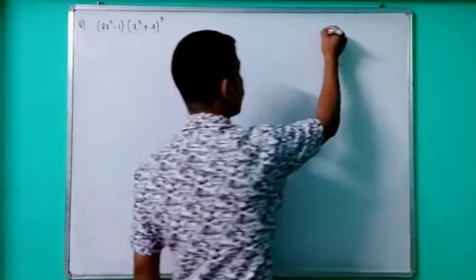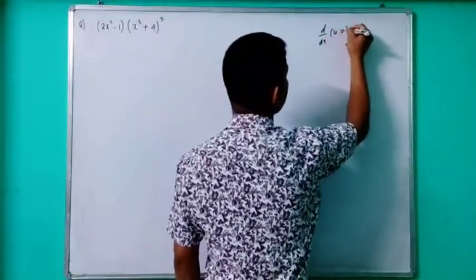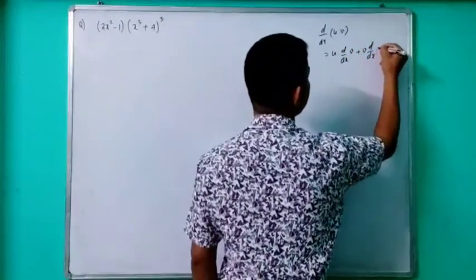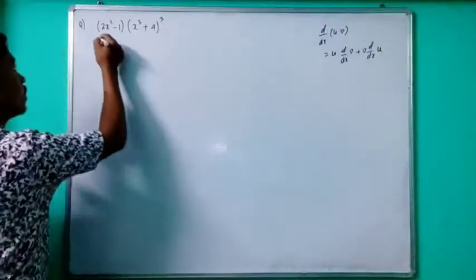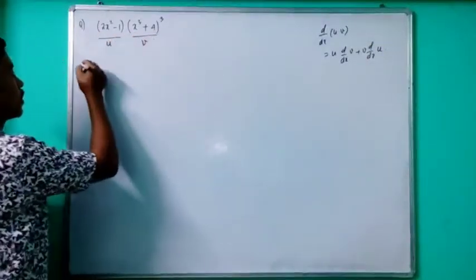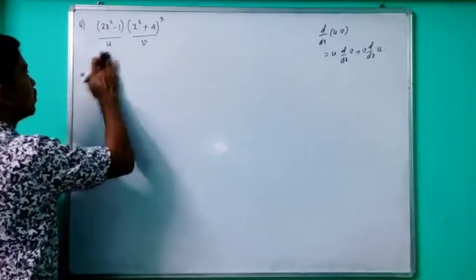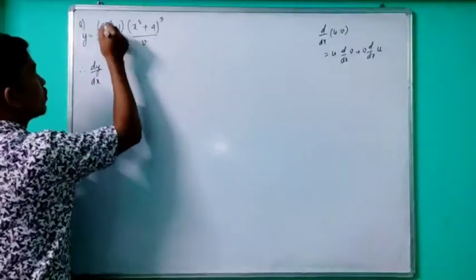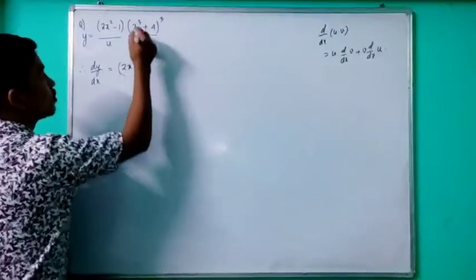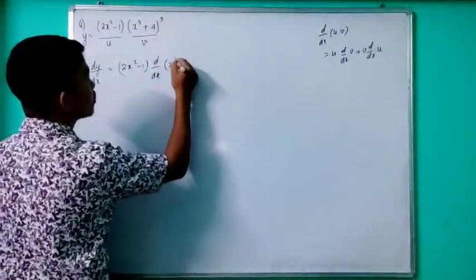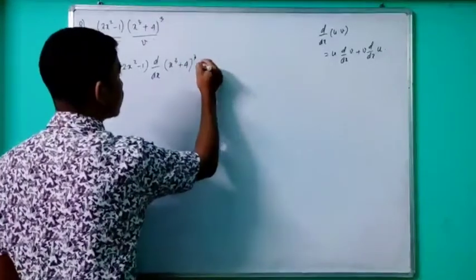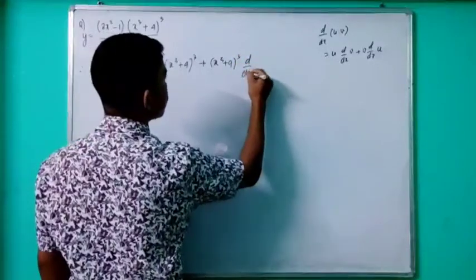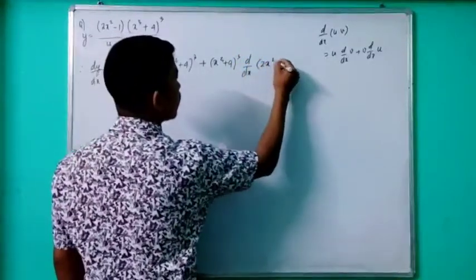So using the formula of d by dx of u into v, which is equal to the first function into the derivative of the second, plus the second function into the derivative of the first function. Okay, so here let this be u and this one be v. Let this be y. So therefore dy by dx will be equal to the first function, that is 2x square minus 1, into the derivative of the second, that is d by dx of (x cube plus 4) whole to the power 3, plus the second function, that is (x cube plus 4) whole to the power 3, into the derivative of the first function, d by dx of 2x square minus 1.